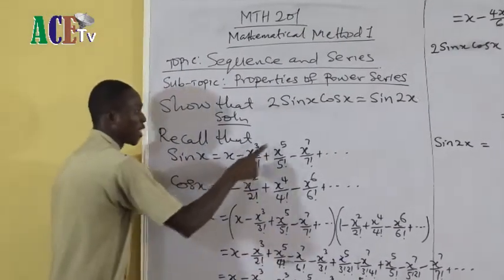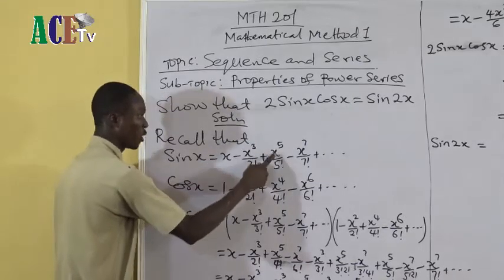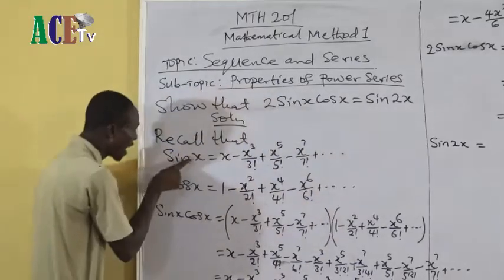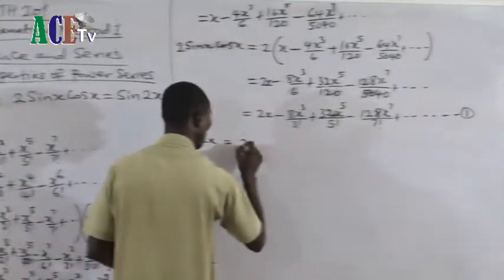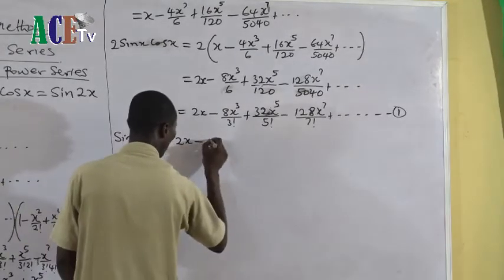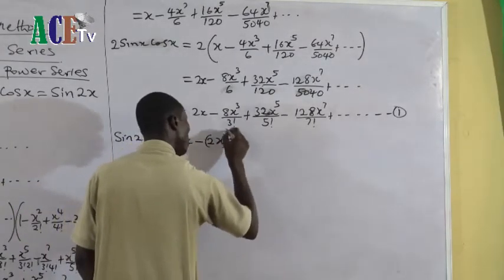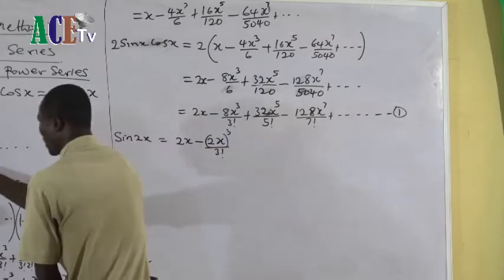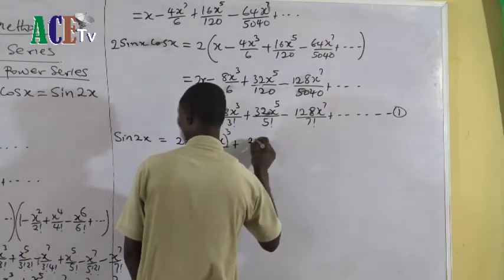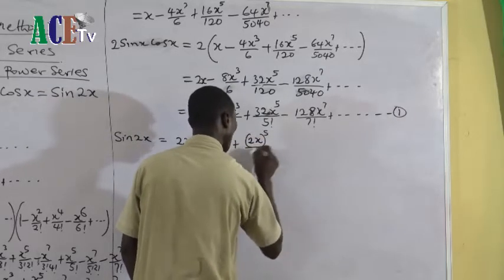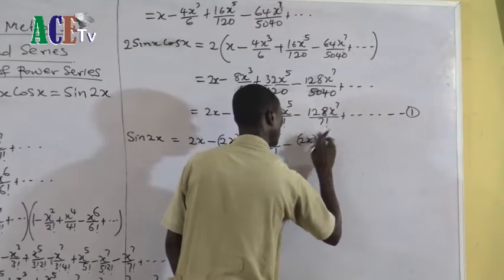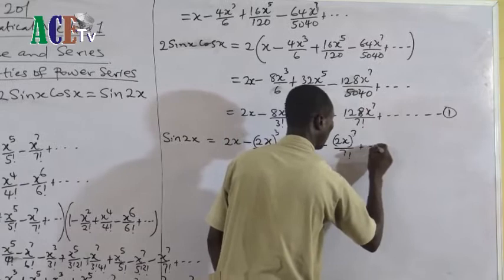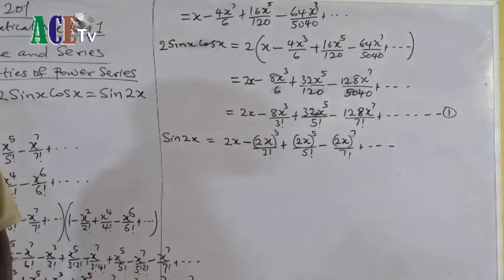Now come here. Look at my angle here. This is what I use to expand sine x, x raised to the power 5. Can you see? Instead of x, my x is now 2x. Then that will give me 2x minus (2x) raised to the power 3 over 3 factorial plus (2x) raised to the power 5 over 5 factorial minus (2x) raised to the power 7 over 7 factorial.